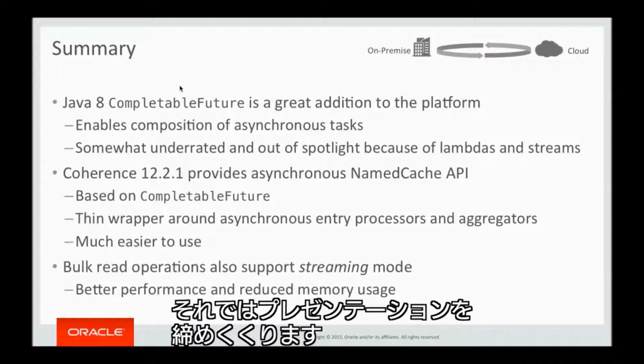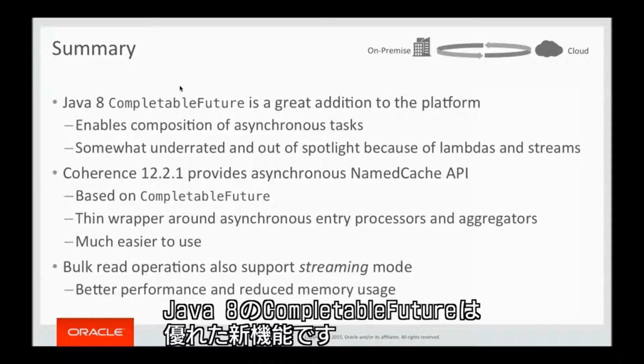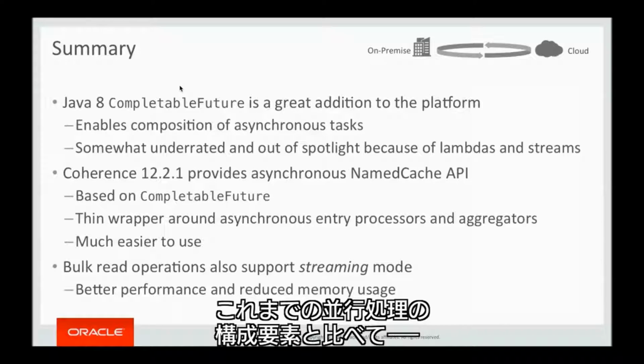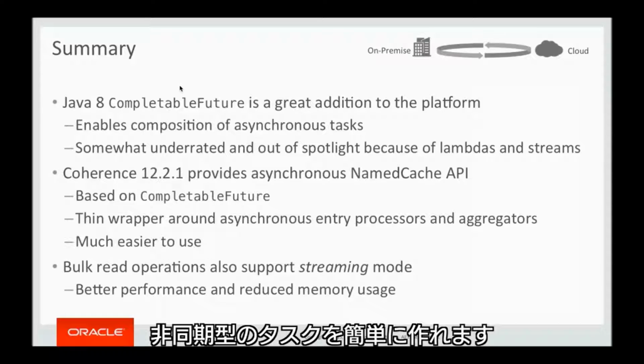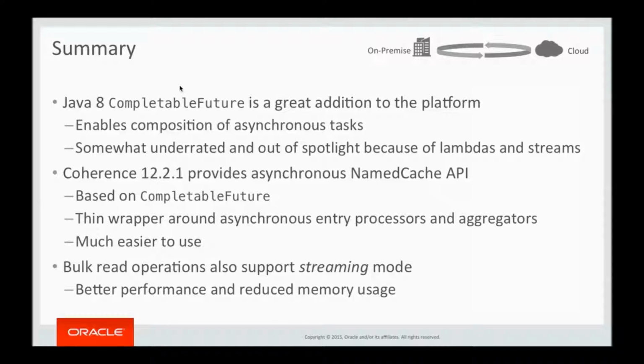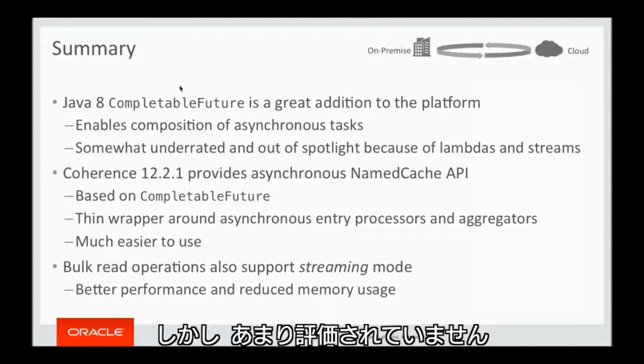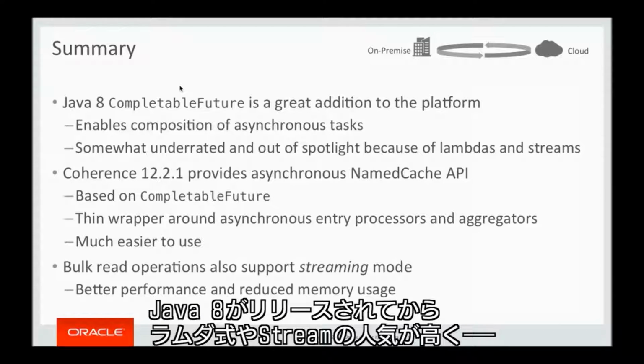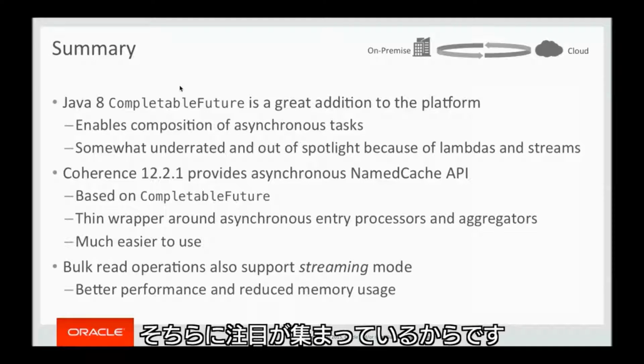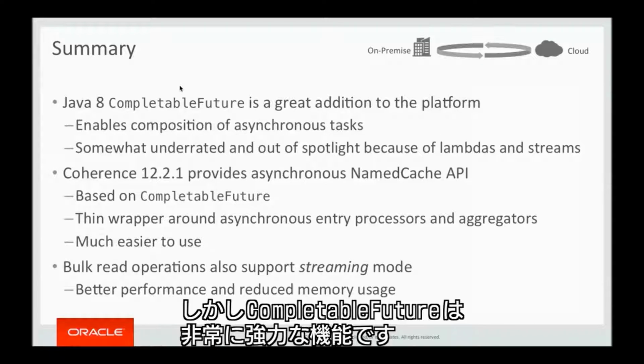As you could see, Java 8 CompletableFuture is really a great addition to the platform. It enables very easy composition of asynchronous tasks. It is much easier to use than any of the concurrency constructs that we had before CompletableFuture was introduced. It is somewhat underrated and out of spotlight because lambdas and streams are so popular and took most of the publicity after the Java 8 release. But it is a very, very powerful feature.